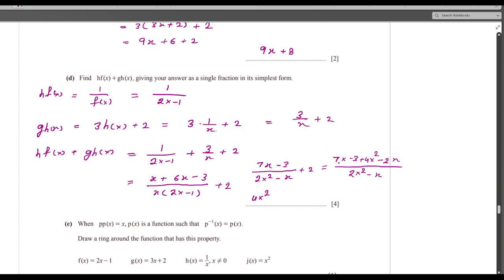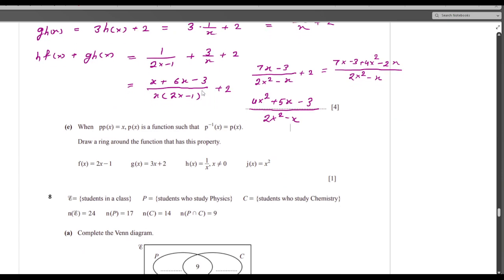Then 7x minus 2x is plus 5x minus 3. So 4x square plus 5x minus 3 whole divided by 2x square minus x.